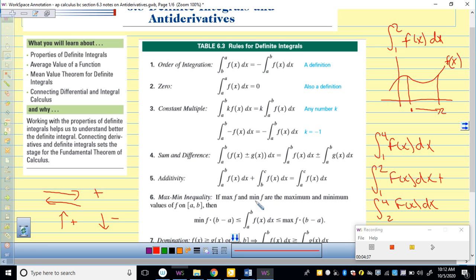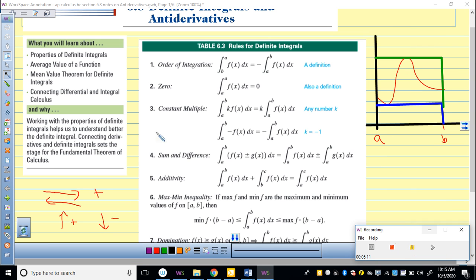All right, and the next one, the max-min inequality. If the maximum of f and the minimum of f are the max and min values of f on the interval from a to b, then the minimum of f times b minus a is going to be less than or equal to the area under the curve, which will be less than or equal to the maximum of f times b minus a. Let me draw a picture to help us understand this one.